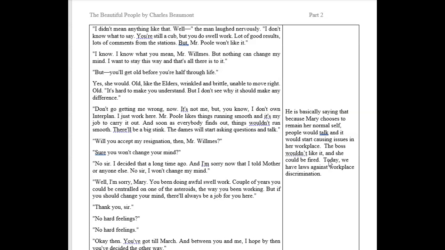It's hard to make you understand, but I don't see why it should make any difference. Oh, don't go getting me wrong now, it's not me. But, I don't own Interplan. I just work here. Mr. Poole likes things running smooth, and it's my job to carry it out. And soon, as everybody finds out, things wouldn't run smooth. There'll be a big stink. The dames will start asking questions and talk.